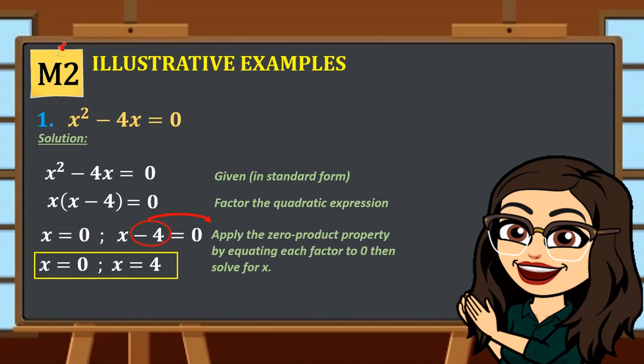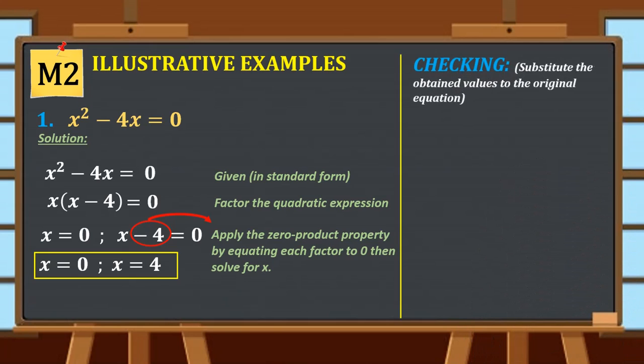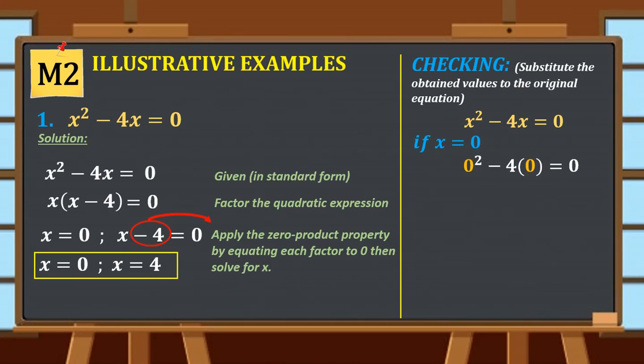Let us check if the obtained values are correct. In checking, we will substitute the obtained values to the original equation. The original equation is x squared minus 4x equals 0. For the first obtained value, we have x equals 0. We will substitute 0 to the variable x. So 0 squared minus 4 times 0 equals 0. 0 squared is 0. 4 times 0 is 0. 0 minus 0 is 0. And 0 is equal to 0.